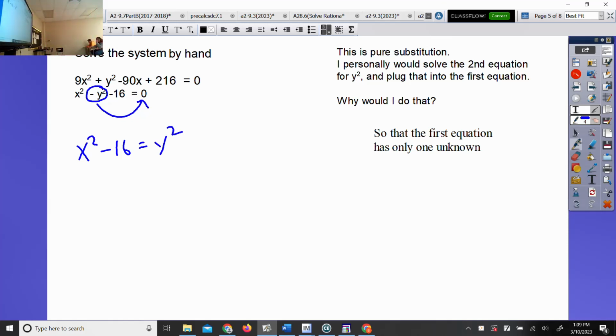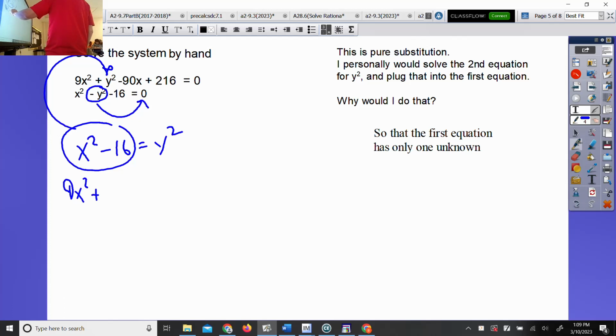Now everywhere you see a y squared, what does it become? x squared minus 16. Again, I'm taking that and putting it right there. That's 9x squared plus an x squared minus 16 minus 90x plus 216, still equal to 0.